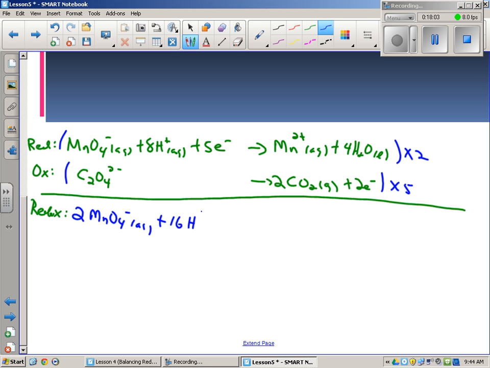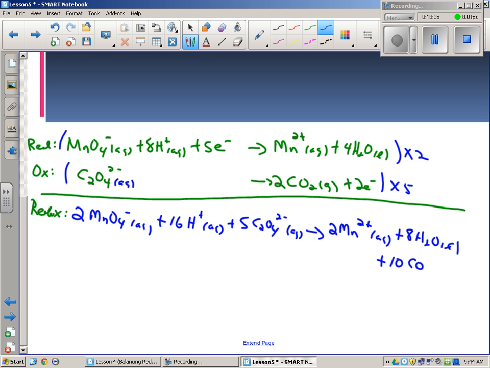16 H pluses. We got 5 C2O4 2 minuses. And I think this was aqueous here. Must have been probably. Yeah. Let's see. On the right side, I got 2 Mn2 positives, 8 waters, and 10 carbon dioxide gases. Okay? And you're done now.